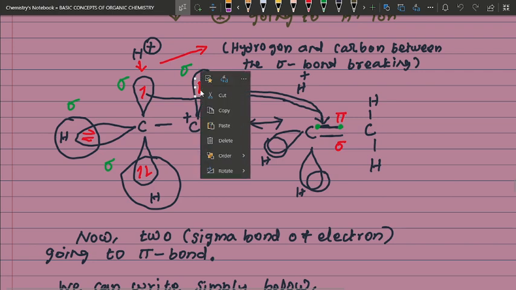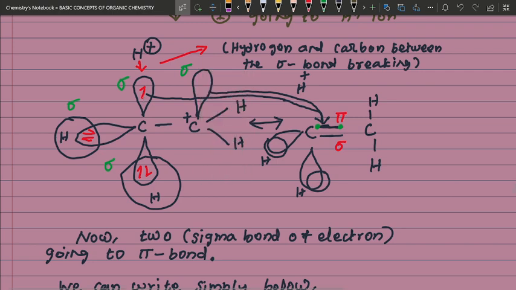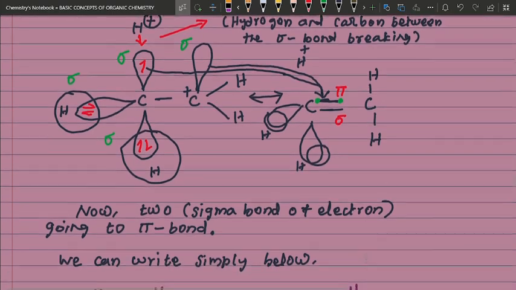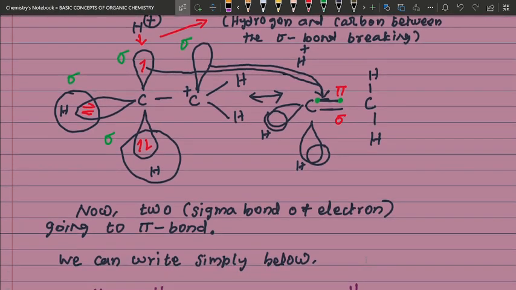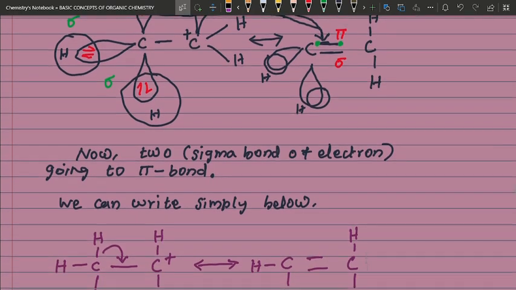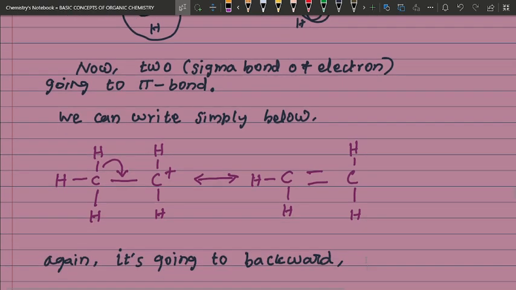Here not this sigma bond only, going here as a pi bond. This is the empty orbital. First this electron jumps here. After this, this electron approaches here. It makes a pi bond. Let's see below. Now the electrons of the sigma bond go to form a pi bond. So we can write it simply below. See here.